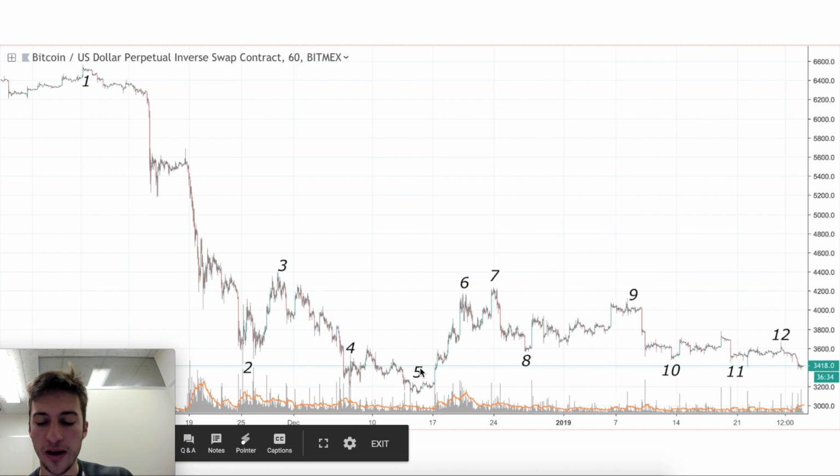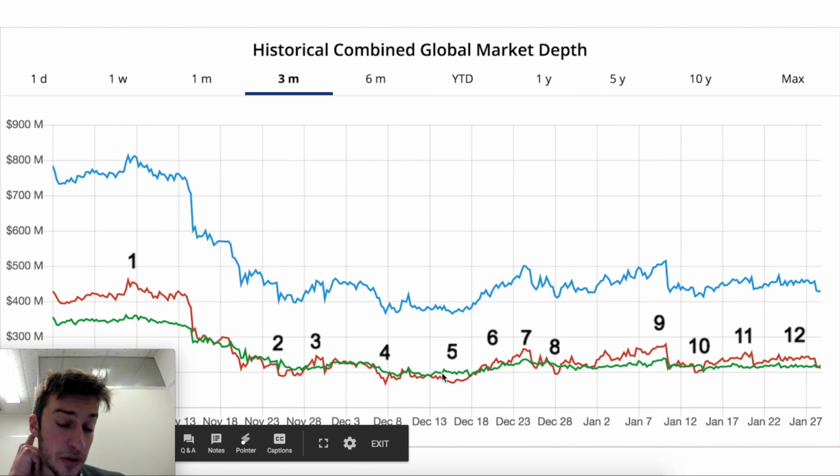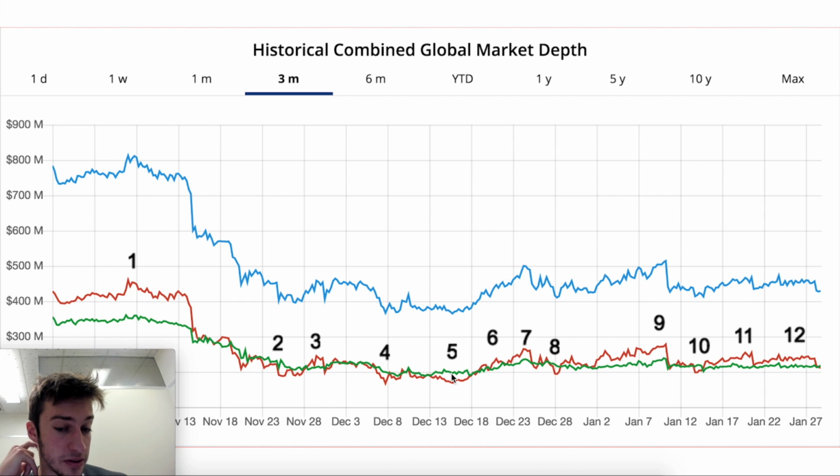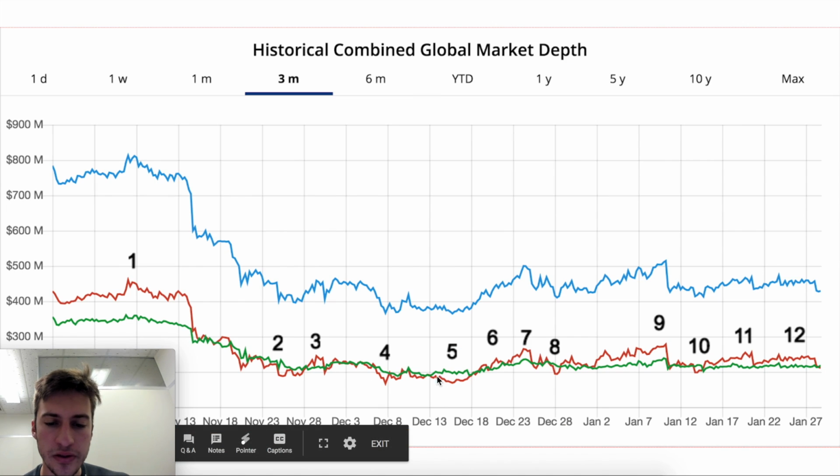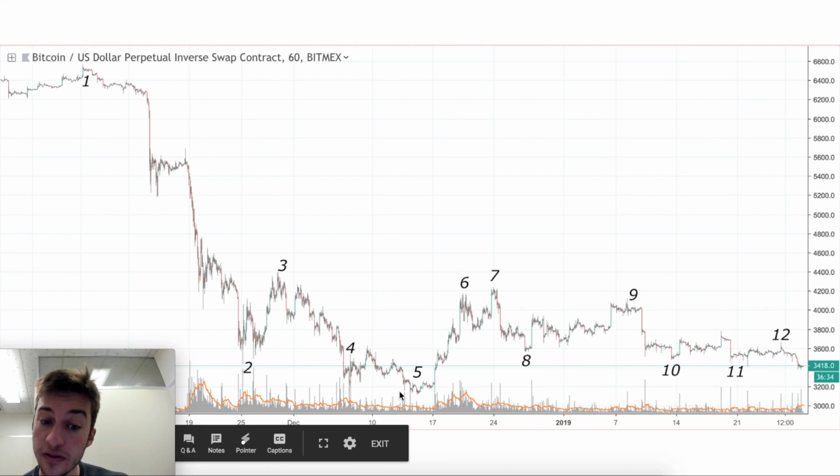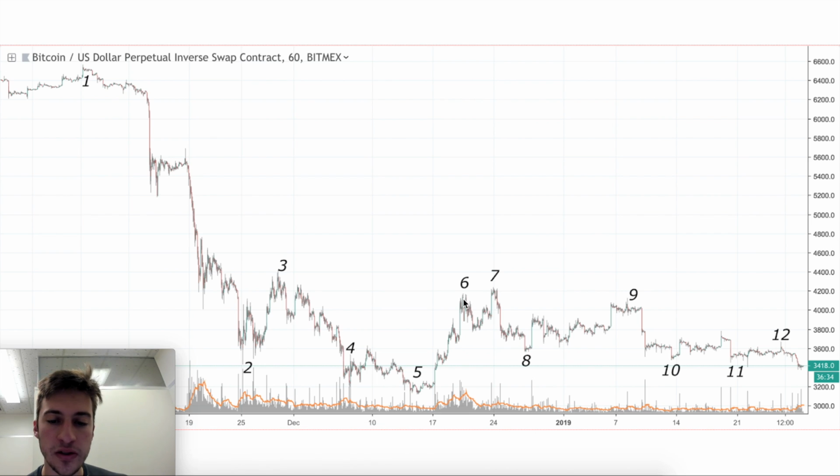Then we got point number 5. At point number 5, we have a clear dominance of demand over supply. About December 15th, December 16th. That's point number 5 right there at this bottom. And then price really has a beautiful rise from about 3,200 to a high at the sixth point that we're going to talk about, to about almost $4,200.